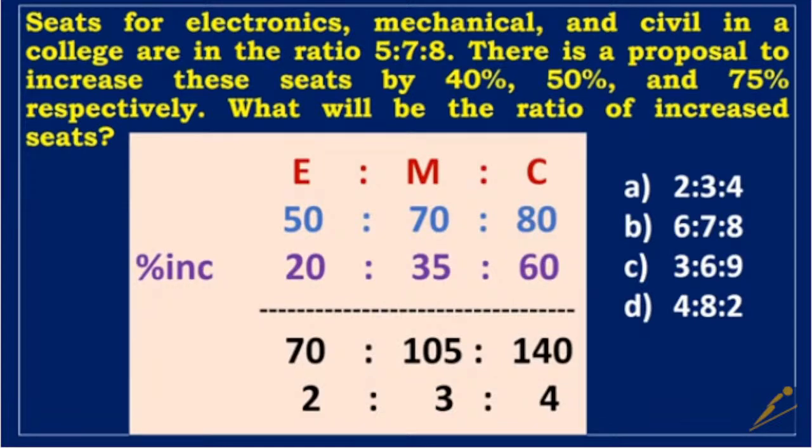40% of 50 is 20 seats. 50% of 70 is 35 seats. 75% of 80 is 60 seats. Hence, the ratio of increasing percentage will be 20, 35, 60. Then, after the proposed increase, the number of seats will be the sum of these two ratios. After the percentage increase, seat ratio will be 70, 105, 140. By simplifying we get 2:3:4.